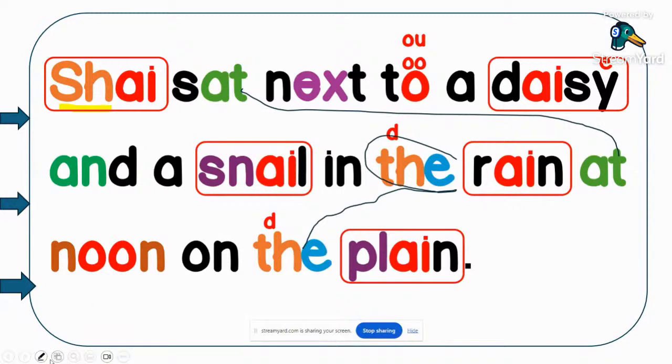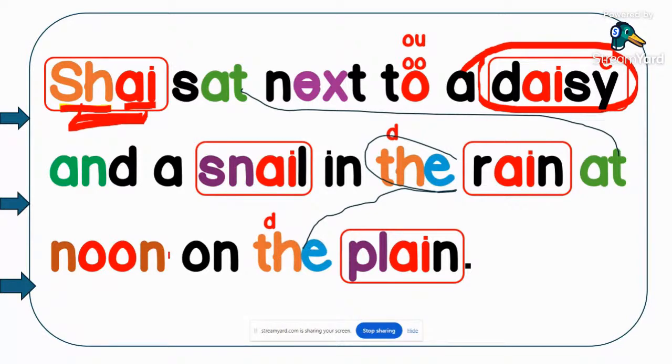S and H together makes the sound shh. The AI says A. Let's put them together. Shh, A, sh-a, shay. Let's go to our next AI word. We just finished this one, so this is one that you should know. Let's review it. D, A, S, E. Daisy.